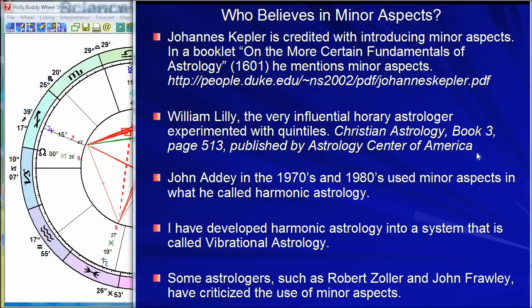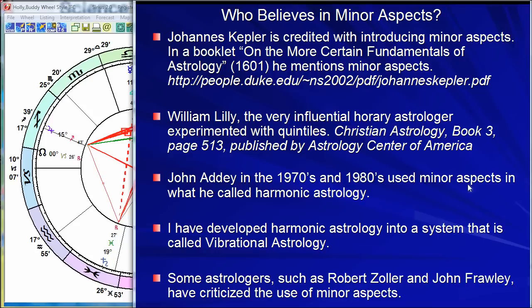Now, so this idea of minor aspects, Kepler comes up with the idea. Some people play around with it, but it gets a big boost in the 1970s. Well, not so much the 80s. It was more in the 60s and 70s that John Addy, a British astrologer, does a lot of research, writes some excellent books and articles, and gets this idea of minor aspects popularized and works out more of the details of it in a system that he calls harmonic astrology.